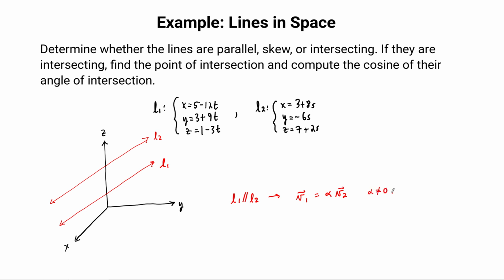For alpha to be 0, V1 and V2 would both have to be the 0 vectors to begin with. But then they're not lines, so it can't be. Alpha can't be 0. I talked myself into that and then out of it. All right, so that's what parallel looks like. That's exactly what we're used to.